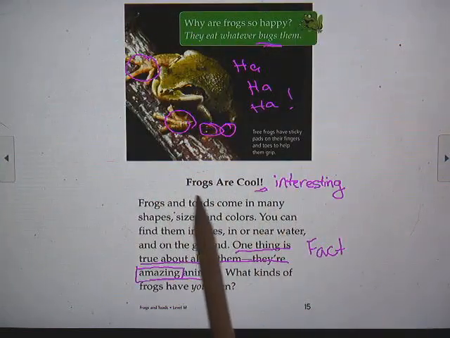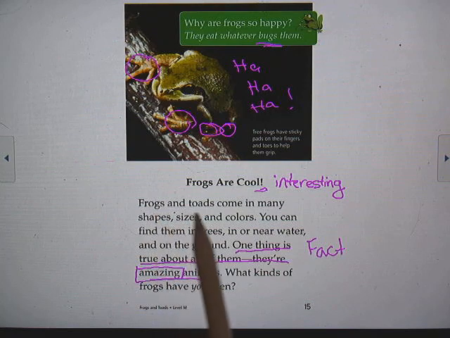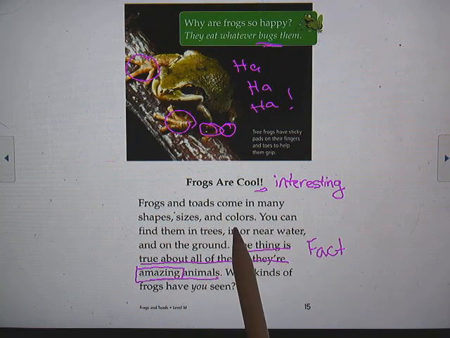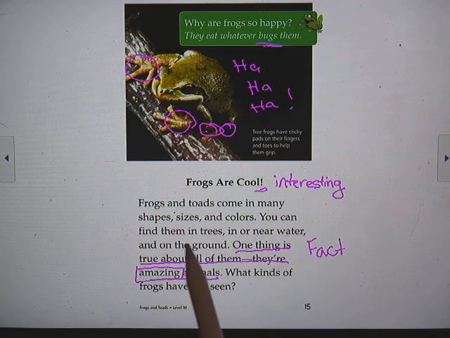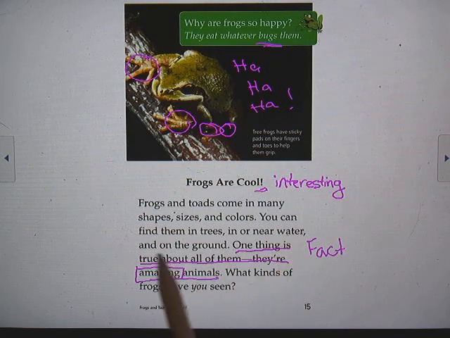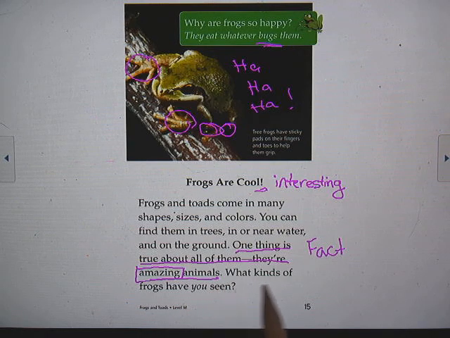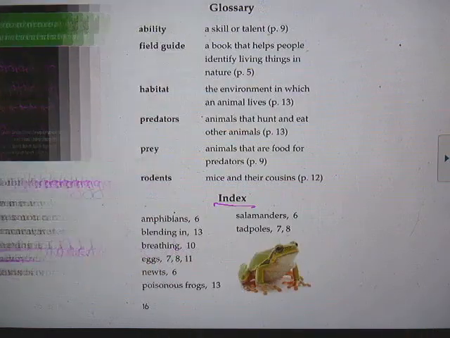Frogs are cool. Frogs and toads come in many shapes, sizes, and colors. You can find them in trees or near water and on the ground. One thing is true about all of them. They're amazing animals. What kinds of frogs have you seen?